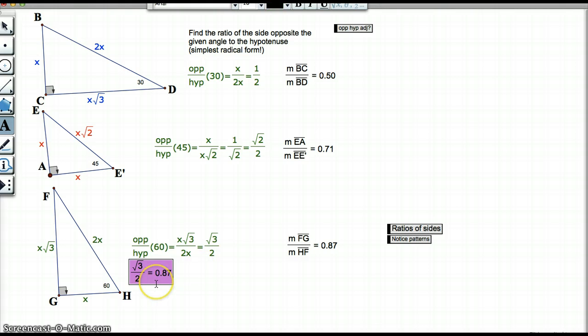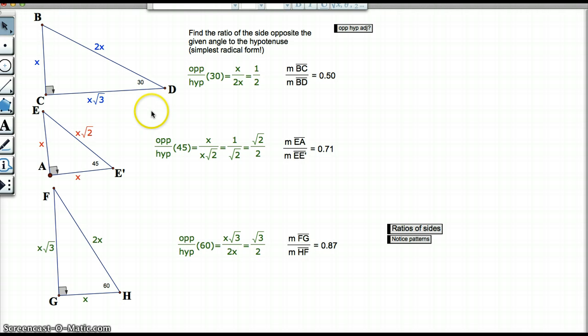Okay, so what do we notice? Well, as the angle gets bigger, what's happening to the ratio? Well, it's also getting bigger. I wonder if that's always going to happen, right? So we can think about some other angles in between the angles that we have right here, the 30 and the 45 and 60, and say, well, wait a second.